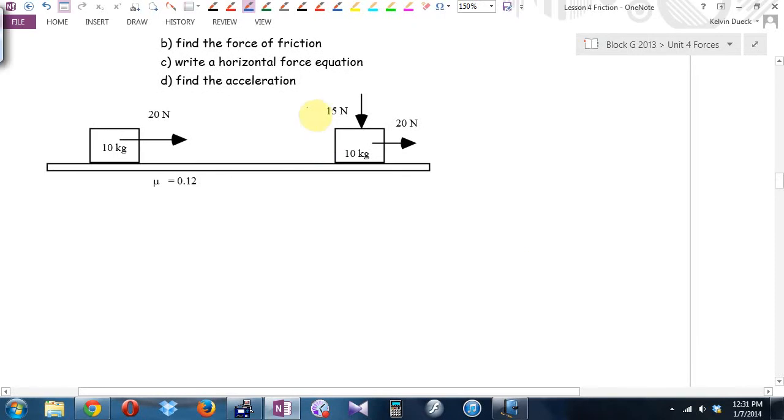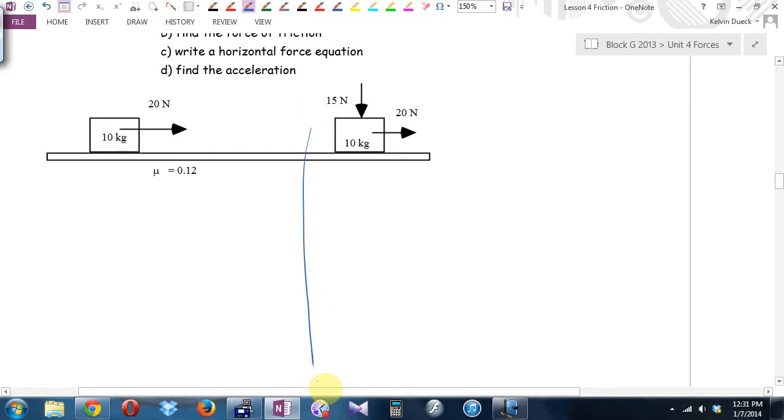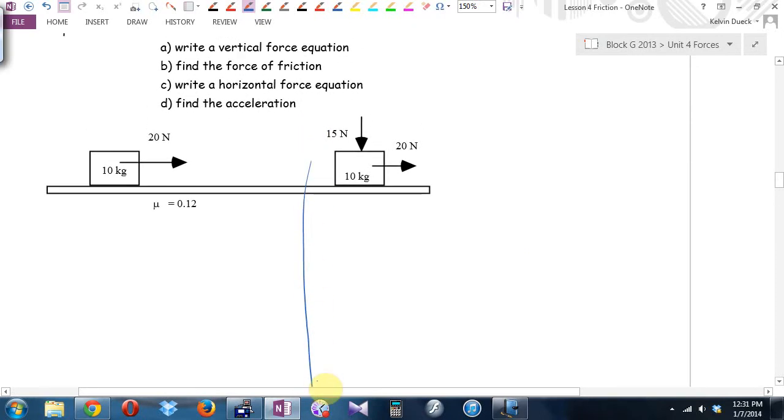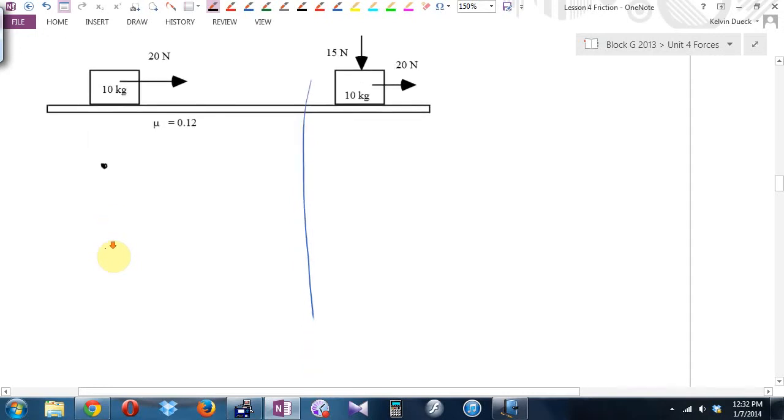So there's two situations here. Let's do that. You know how we're going to start this before we do anything else? We're going to do a free body diagram. Absolutely. So there's the block. What are the forces acting on the block? Get the obvious one. Gravity.